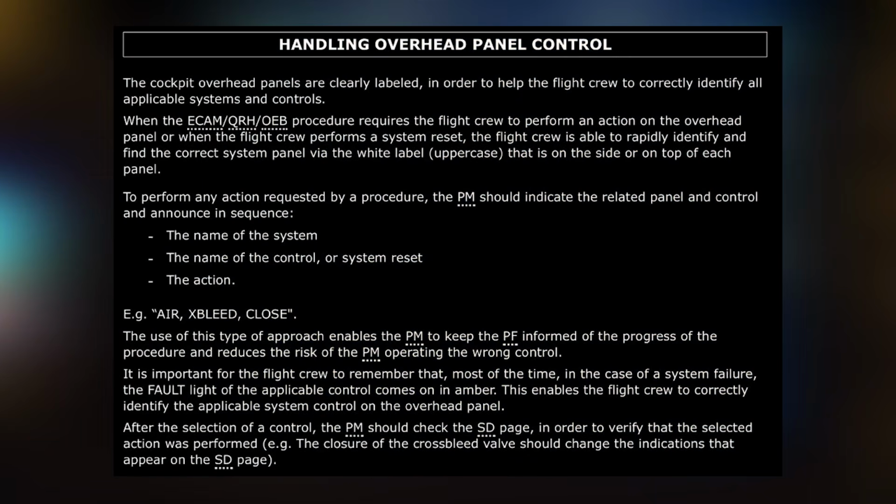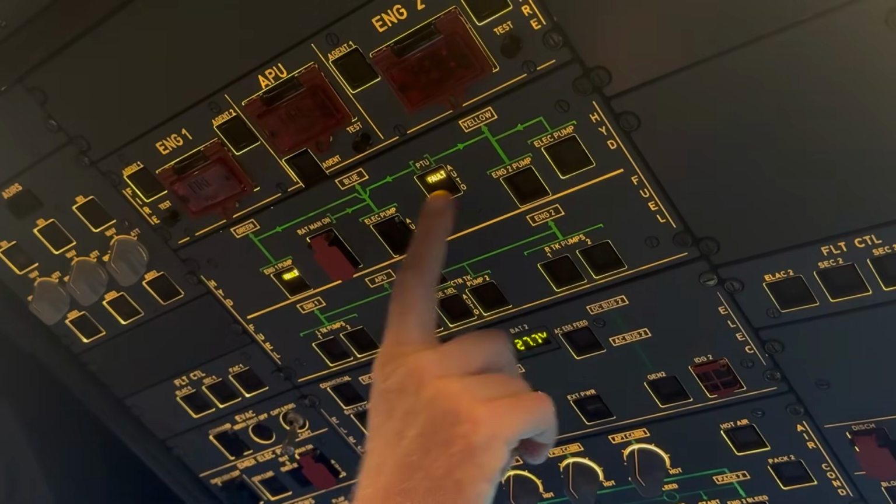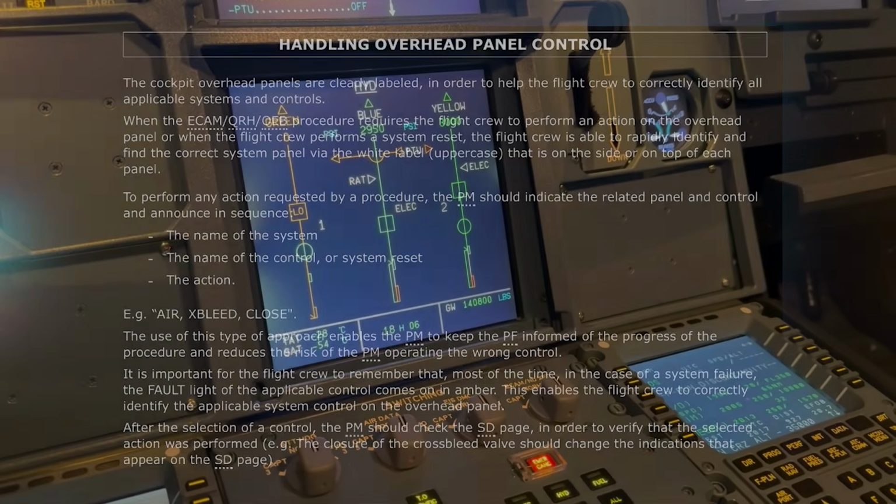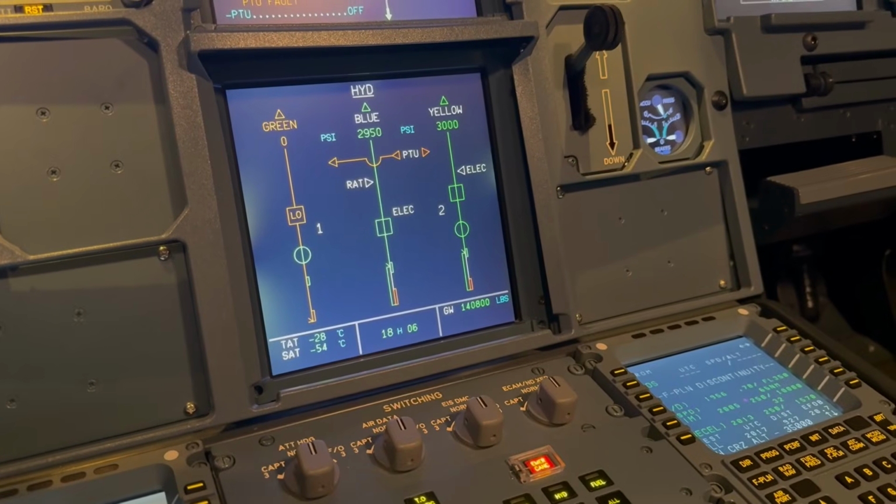The FCTM expands guidance to what was previously taught related to the use of the overhead panel. As shown, when Neil, as pilot monitoring, performed any actions on the overhead, he first stated the name of the system, the name of the control, then the action: hydraulic, PTU, off. In addition, pilot monitoring should verify the action was performed by confirming it on the SD page.